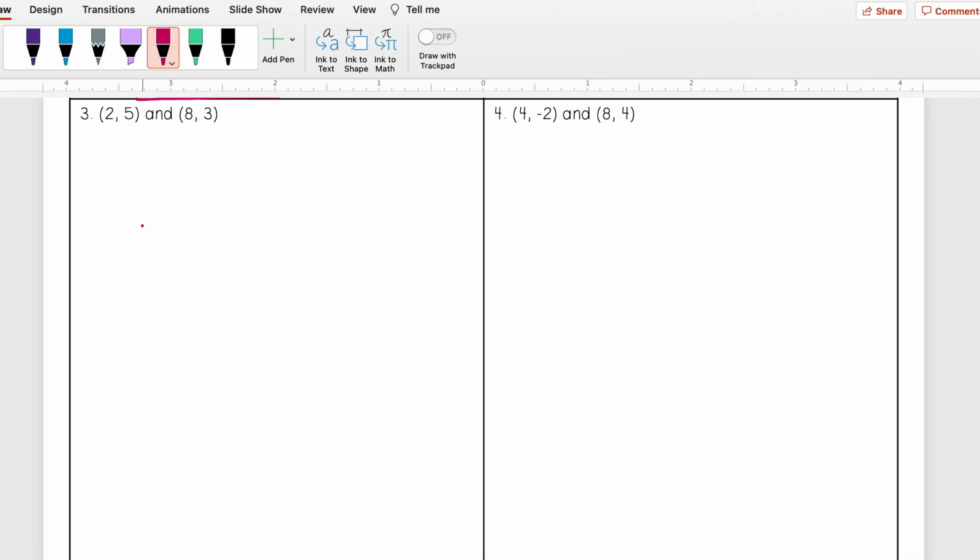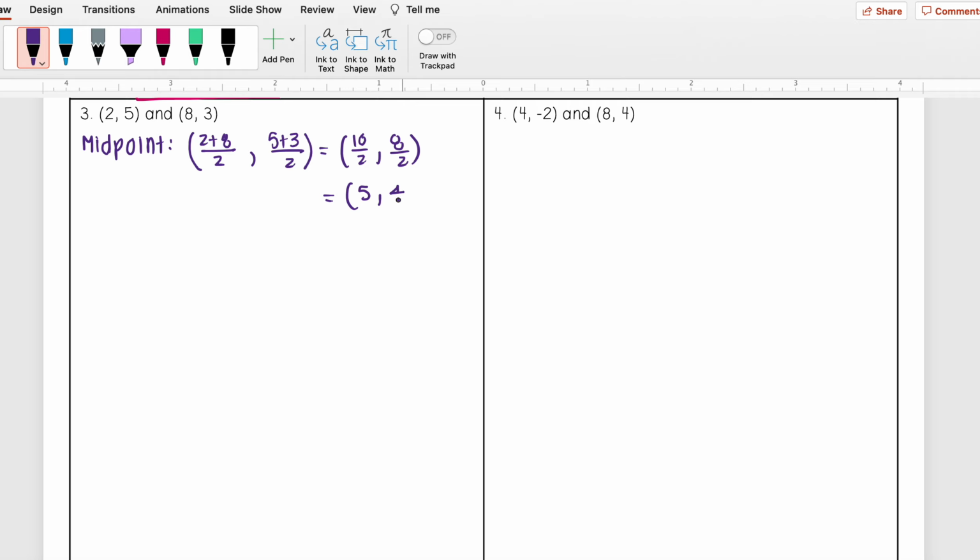Okay, let's go through another example. First step, I need to find my midpoint. And so I need to add my x's, so I have 2 plus 8 over 2. And then my y's, 5 plus 3 over 2. 2 plus 8, I get 10 over 2. 5 plus 3, I get 8 over 2. 10 divided by 2, I get 5. And then 8 divided by 2, I get 4. So I got my first step.